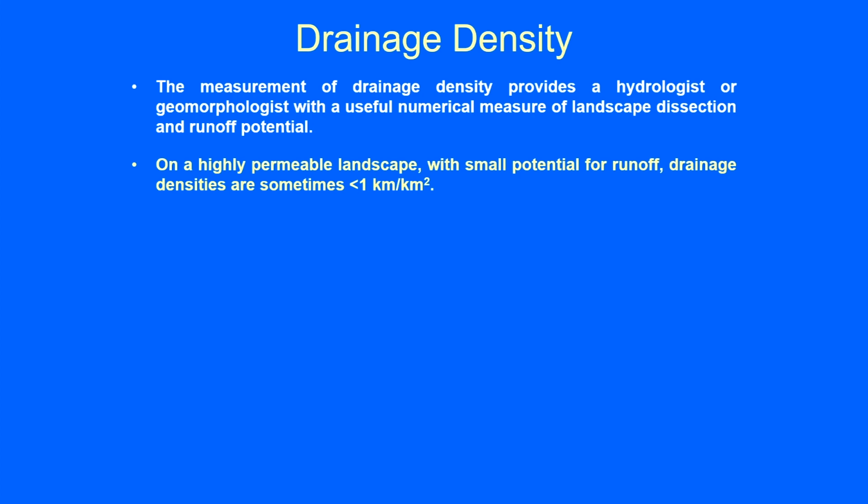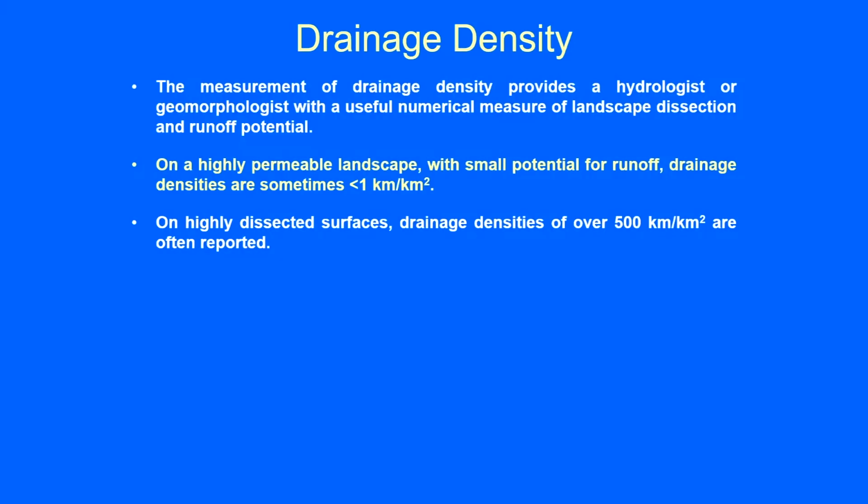So, that means whatever the rainfall is falling on the surface, or the precipitation or the water, it is completely seeped in very quickly, and that will not allow the drainage to form. Hence, we will see a smaller amount of drainage, or the density will be less in that. On highly dissected surfaces, drainage densities of over 500 kilometer per square kilometer are often reported.